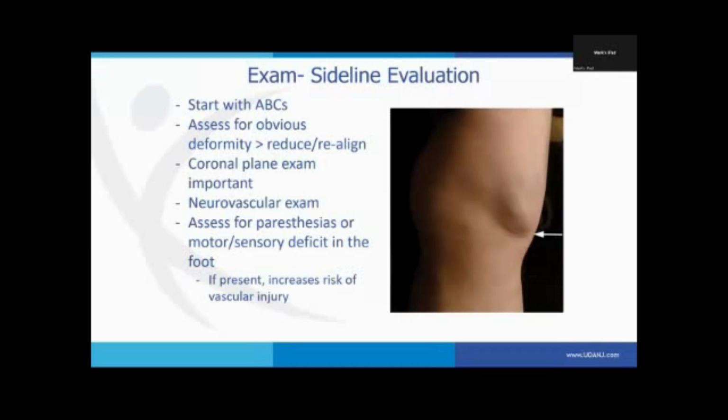Enough of that, right? So let's go back to our sideline evaluation. So of course, it starts with the ABCs. You're all aware of that. Airway, breathing, circulation. Assess for an obvious deformity. And if there is one, don't be afraid to realign it. Okay, as Dr. Buckley mentioned, the coronal plane exam is very important. We're often worried about the cruciates, and that's perhaps the most common thing we'll see. But if they have that, plus a coronal exam instability, meaning varus valgus side-to-side instability, now our bells and whistles should start going up that this may be a more substantial injury.